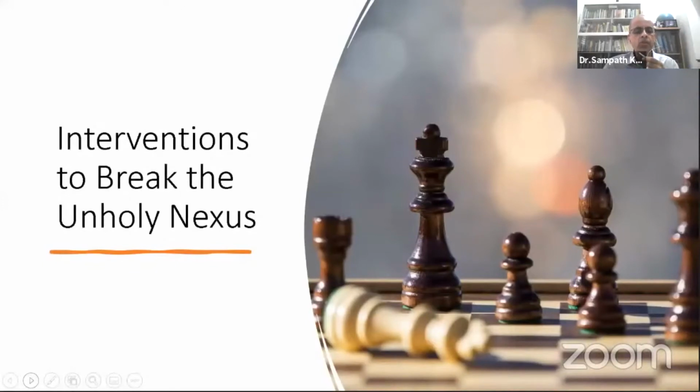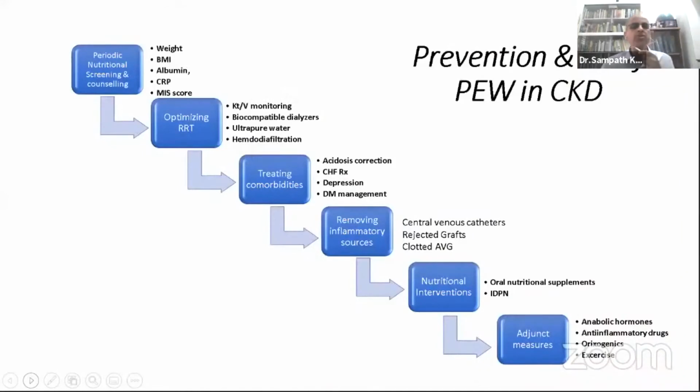Interventions to break the unholy nexus between inflammation and malnutrition. These are at multiple levels. I will not be able to go into each and every detail. I'll just highlight that you need preventive nutritional counseling and guiding, and you need to optimize how you provide dialysis for these patients, with ultrapure water, biocompatible dialysers, hemodiafiltration, etc.